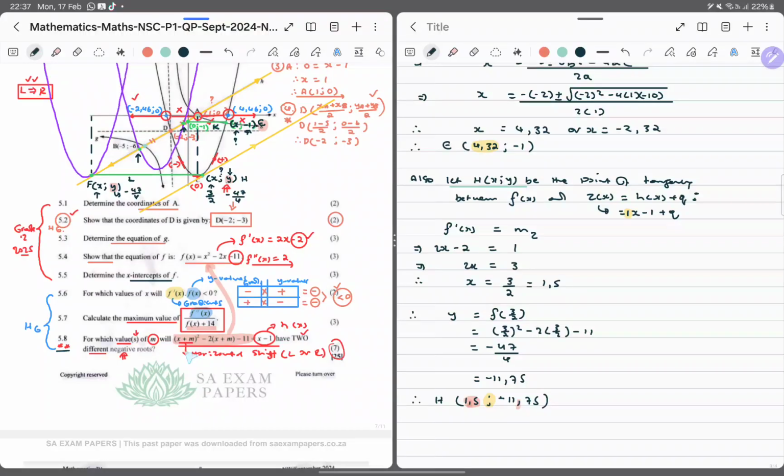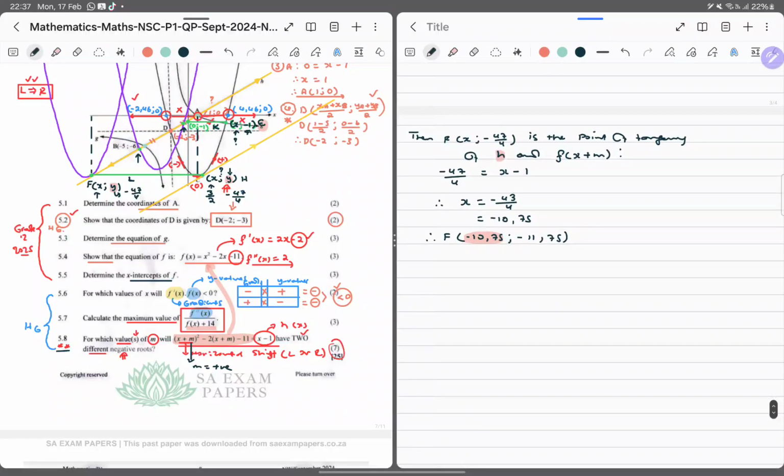Because a shift to the left in the function moves the graph to the left. So M must be positive, and these are positive values. So we can say here, therefore, to answer the question, M must be less than this bigger distance right here. So that distance is going to be the x coordinate here, which is 1,5 minus the x coordinate there, which is this 10,75.